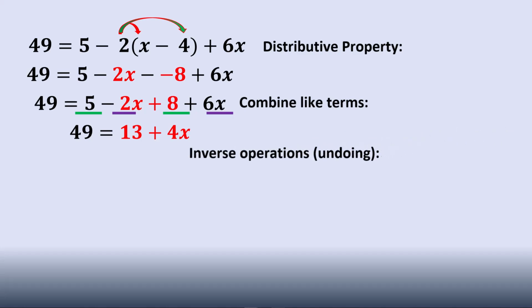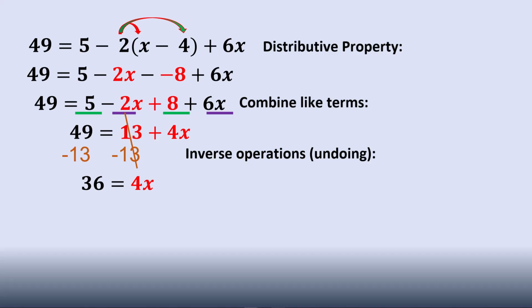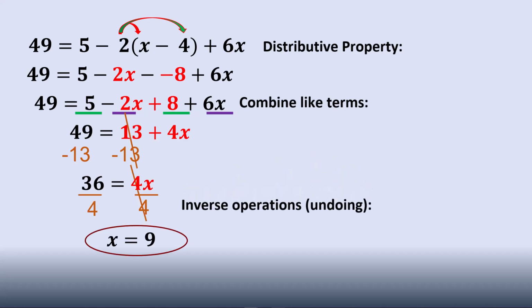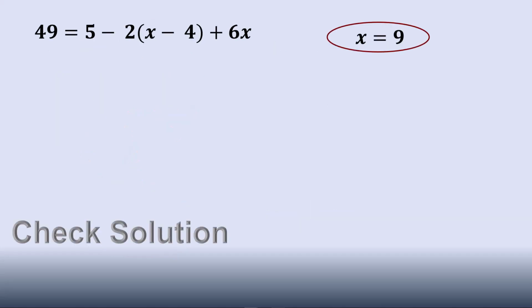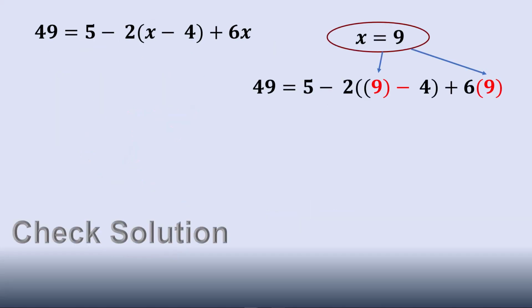We subtract 13 from both sides, resulting in 36 equals 4x. We divide both sides by 4, and we get x equals 9. We check our solution by substituting 9 in place of x in 2 places, resulting in 49 equals 5 minus 2 times 9 minus 4 plus 6 times 9.